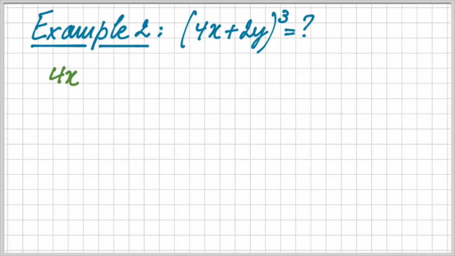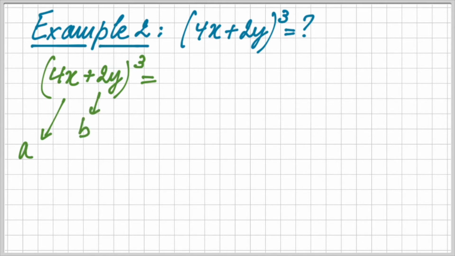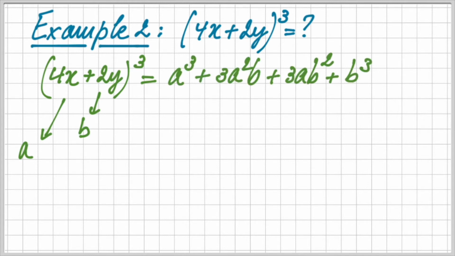Example 2, here we're going to look at the formula (4x+2y)³. We start again with 4x plus 2y, and here we find that a is 4x and 2y is equal to b. When we go back to the special product formula that we determined before, we can say that this is a³ + 3a²b + 3ab² + b³.